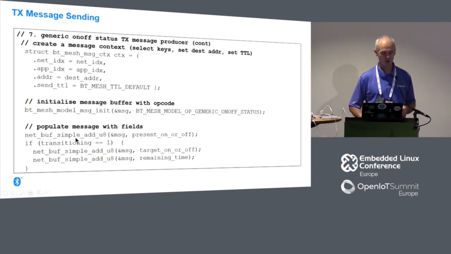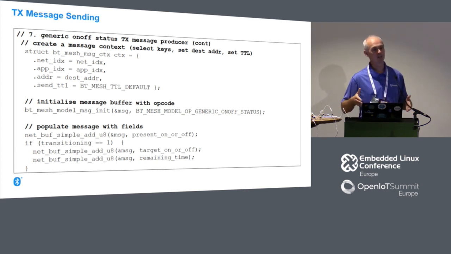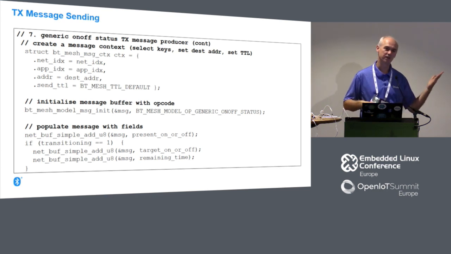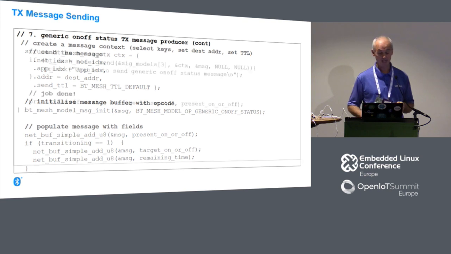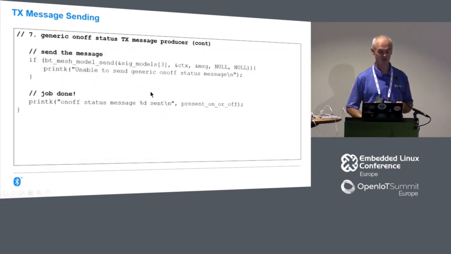There's an initialization call, and then I use netbuf simple add this time to start to populate my network buffer with the values that I want. And again, I'm looking at the mesh model spec to know what the structure of this message type is. And eventually, hey presto, I've got a function here, bt_mesh_model_send. What a surprise, it sends mesh messages associated with a model. Pretty good naming standard, I would say. It's fairly clear, but it's all quite well documented. And it says job done at the bottom there as well. It's a good comment.